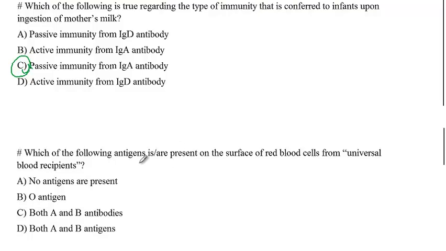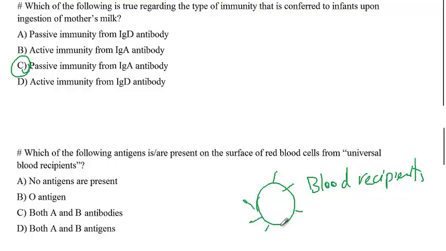And then the final question, which of the following antigens is present on the surface of red blood cells from universal blood recipients? So without looking at the table I showed you, recall that universal blood recipients would not make antibody against any antigen. And the reason for that is that they have both A and B antigen, as a consequence of which they won't attack these antigens. All right, so they have both A and B antigens, and that would be the correct answer.